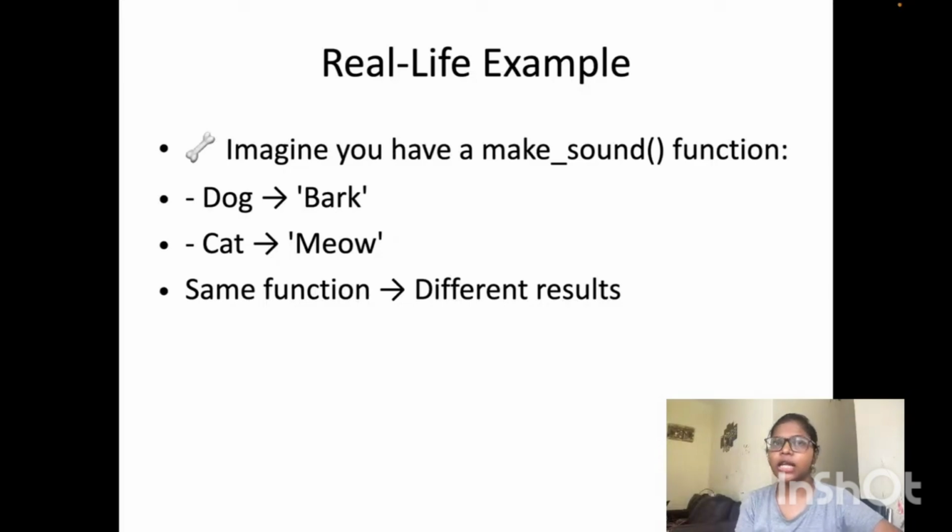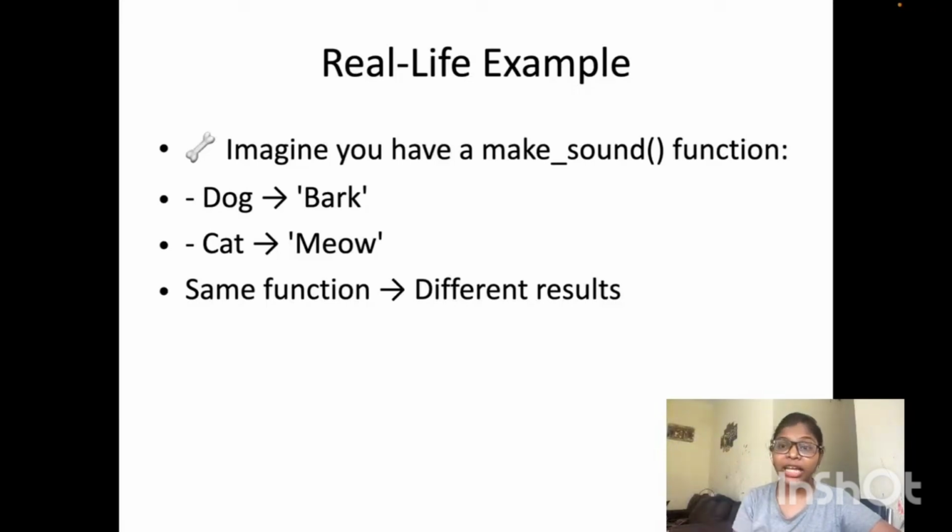Let's take a real life example. Imagine you have a make_sound function. The name of your function is make_sound, and now your object is a dog. The outcome will be that the dog is going to bark. The sound of a dog is going to be a barking sound. Whereas if your object is a cat, then the make_sound function will show the output as meow. So the function name is the same, make_sound, but because the object in both cases is different, the result is going to be different.